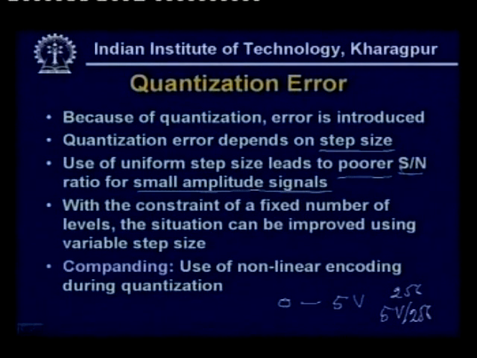How can that be overcome? That can be improved by using variable step size, by a technique known as companding. It is essentially a technique by which we are introducing nonlinear encoding. That means, whenever the signal amplitude level is low, we use a smaller step size so that we get better accuracy. On the other hand, when the amplitude level is high, step size can be higher. So, that is precisely what is being done in this case.